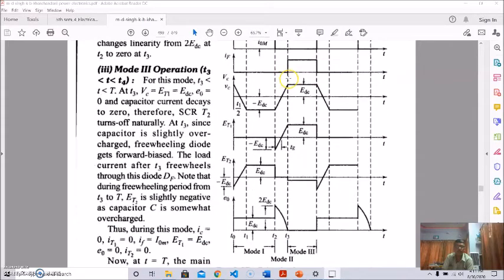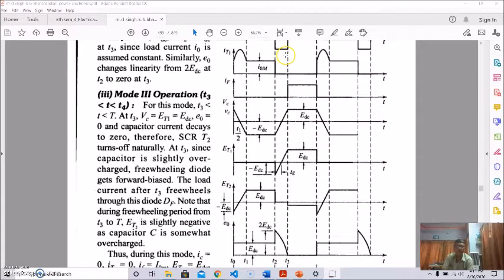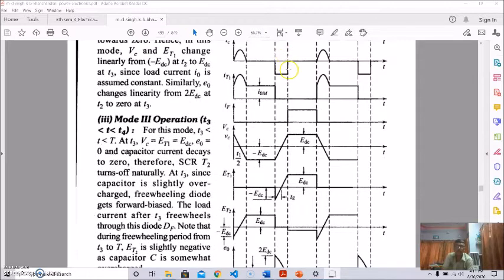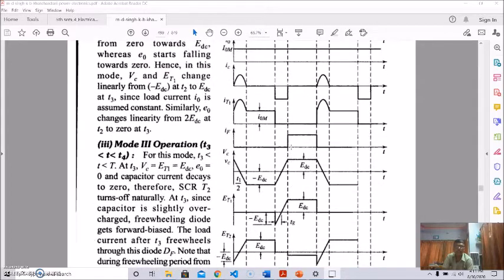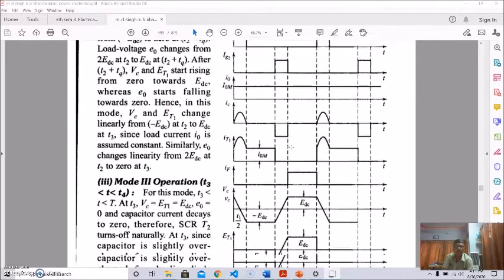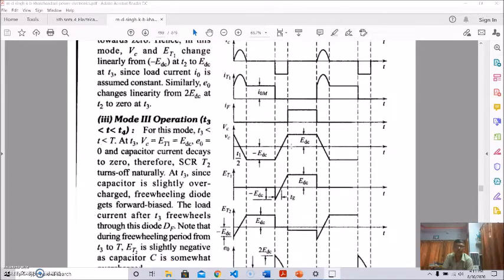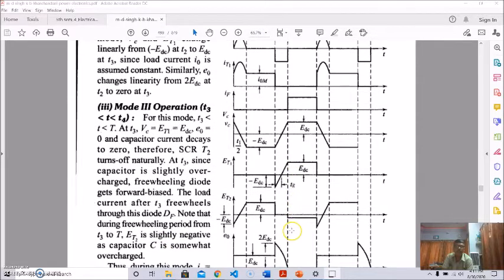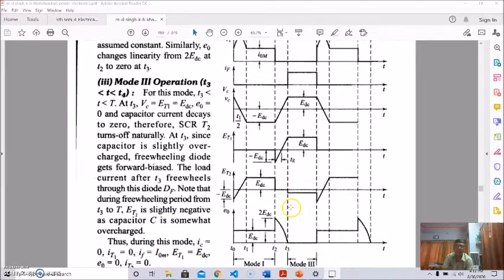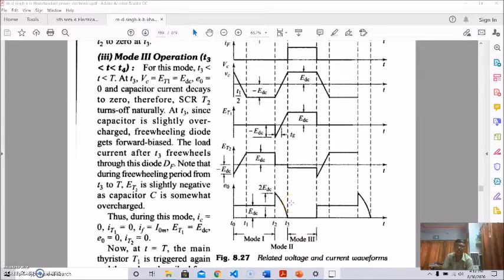So the capacitor current is also 0. Now SCR2 turns off, therefore SCR2 turns off naturally. If you go to the current through SCR2, that is ET2, it turns off at 0. So it turns off naturally.